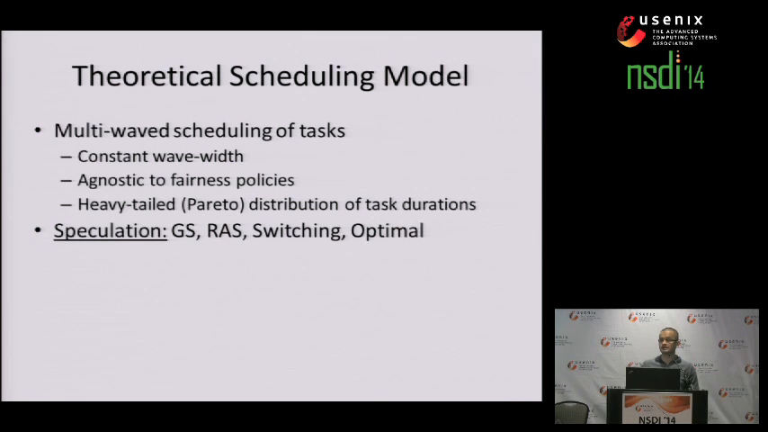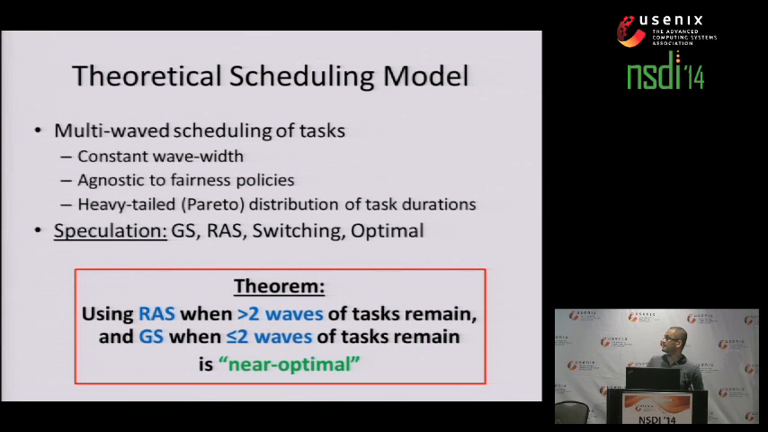And task distributions are heavy-tailed. This is something we verified in our traces, that they do follow a Pareto distribution. Among many speculation policies, both proactive and reactive, we of course consider GS, RAS, the switching one with various options of when to switch, and an optimal. Under this model, a result that we have is that using RAS when more than 2 waves of tasks remain, and switching to GS for the last 2, is near optimal.